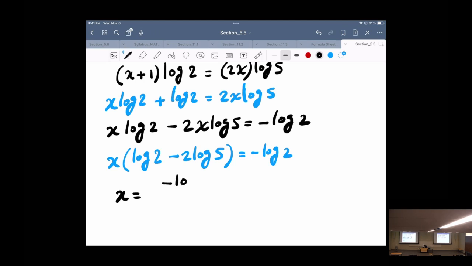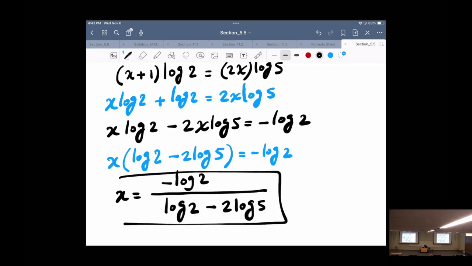So we have minus log of 2 divided by log of 2 minus 2 log of 5. You can put this minus that you see here in front of the fraction. Okay, you can do that too if you want to.